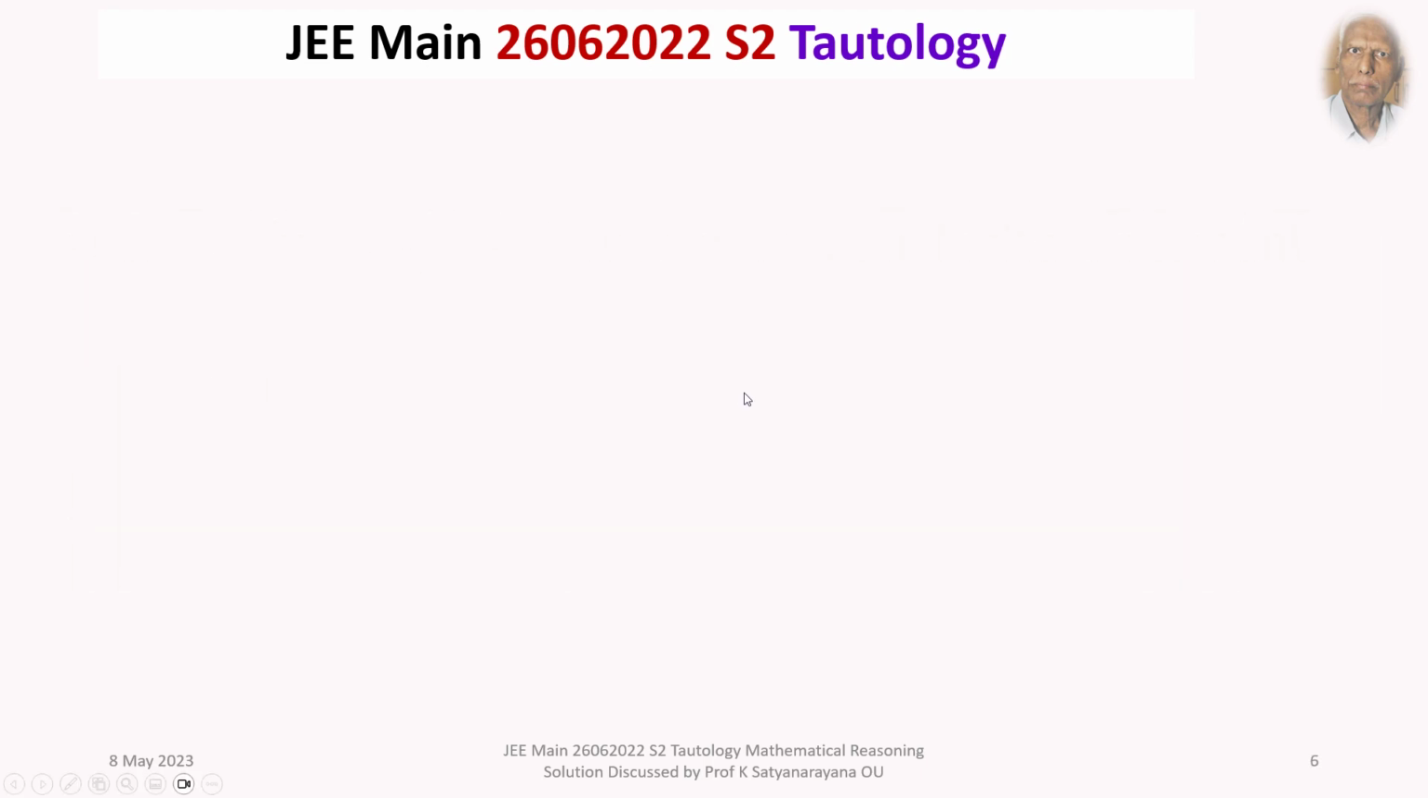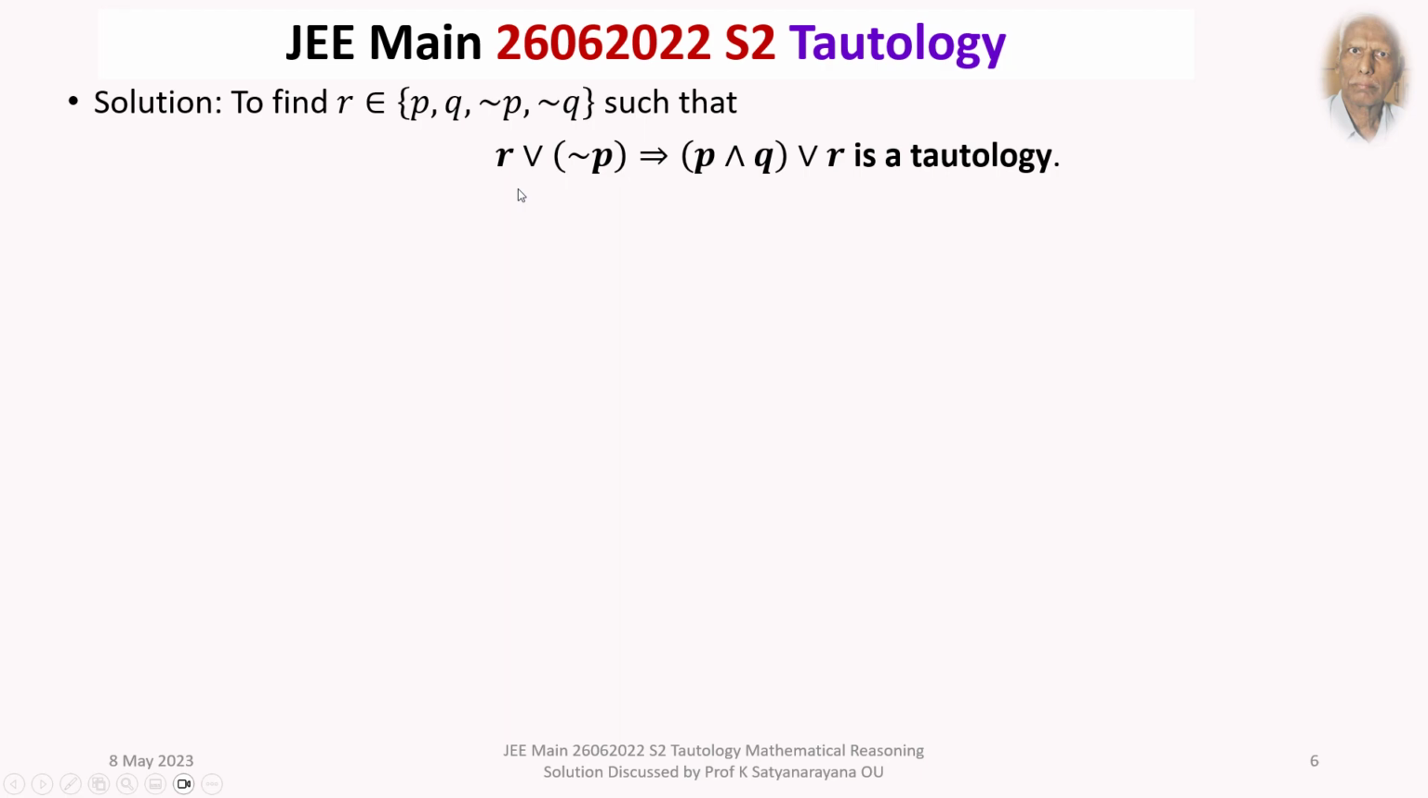We now discuss the solution of the problem in detail. We want to find R belonging to the set consisting of these four statements P, Q, negation of P, negation of Q, such that this logical statement, R or negation of P implies P and Q, in brackets, or R, is a tautology. So first we take this logical statement and write its equivalent logical statement.